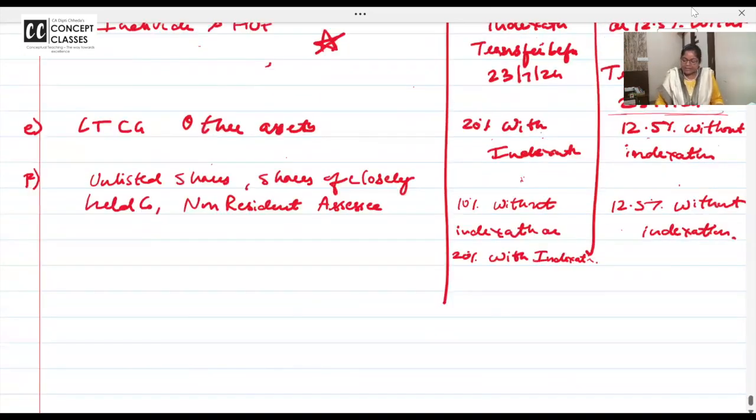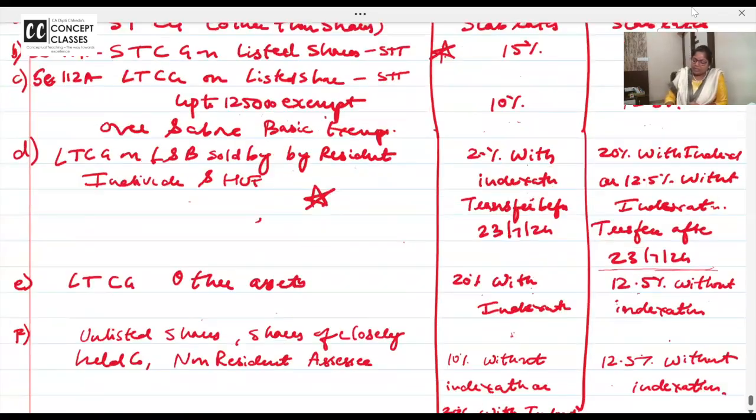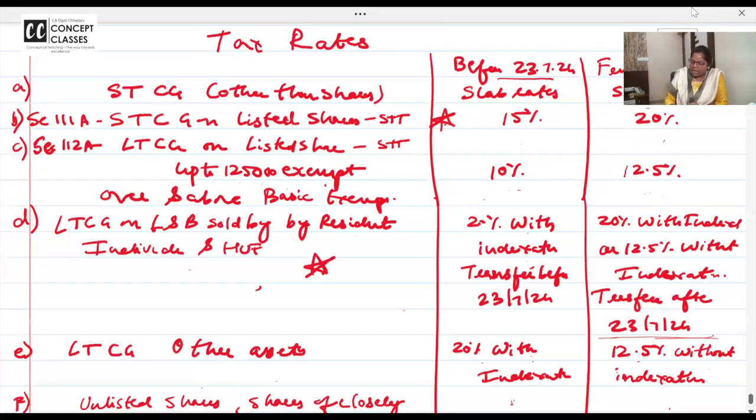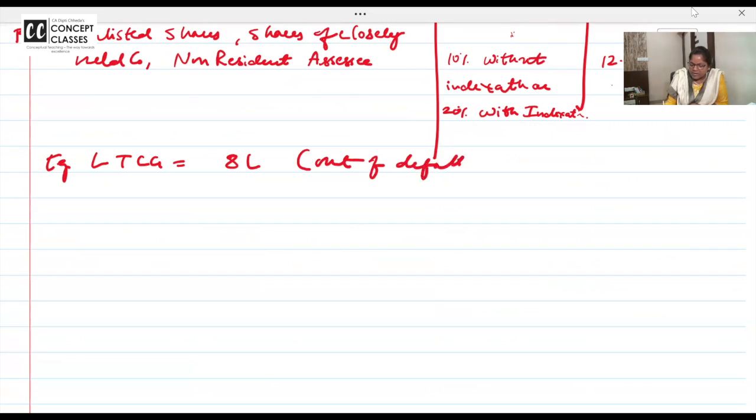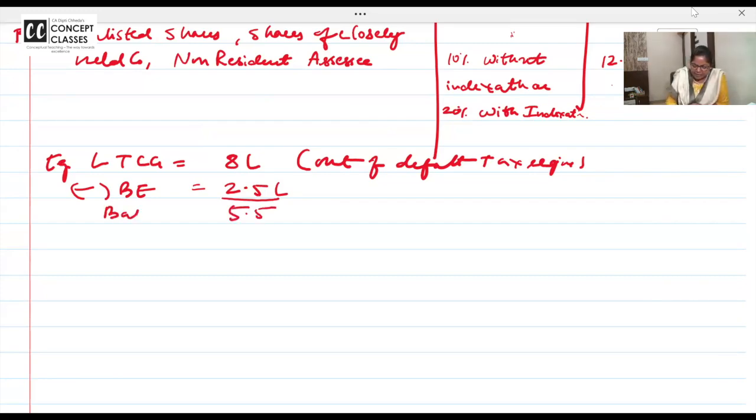Yes, I did say I'll teach you the 1,25,000 basic exemption, and we'll take it as 10%. Suppose, for example, you just have long-term capital gain of 8 lakhs and you're filing the return under the default tax regime. No age, nothing is given. So what is the basic exemption out of long-term capital gain? 2.5 lakhs, right? So 5.5 lakh is the balance.